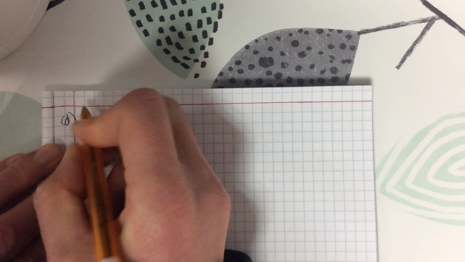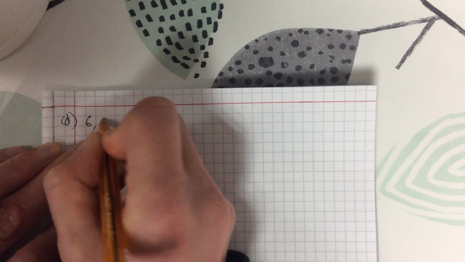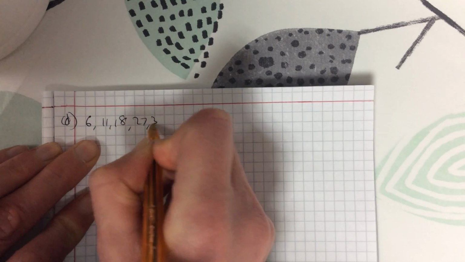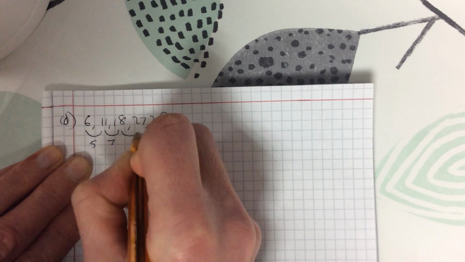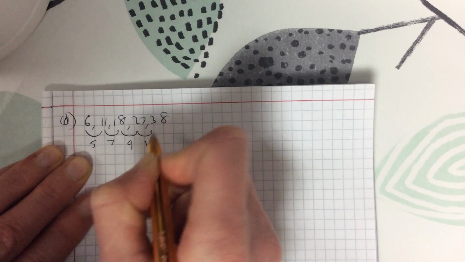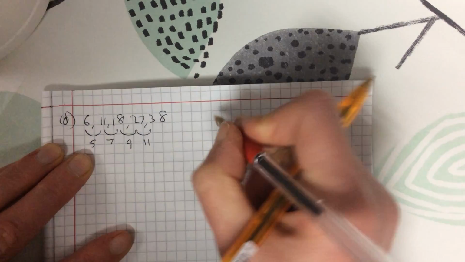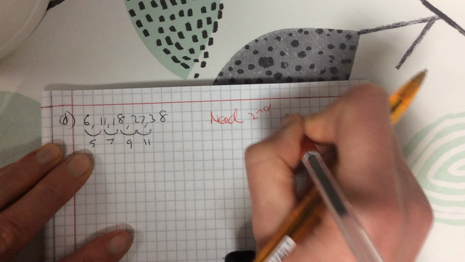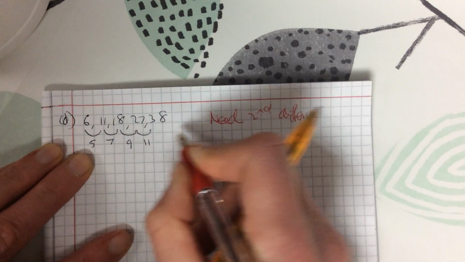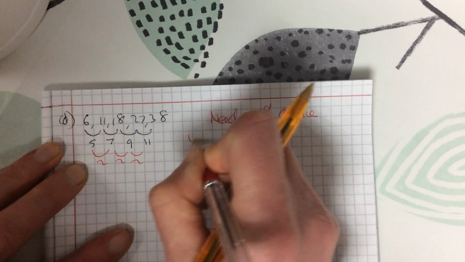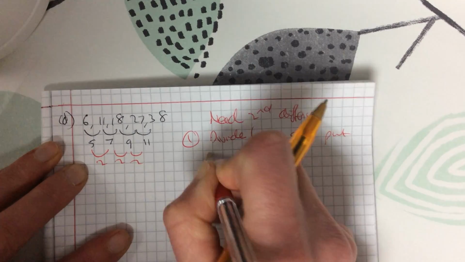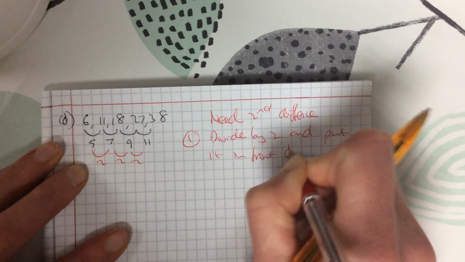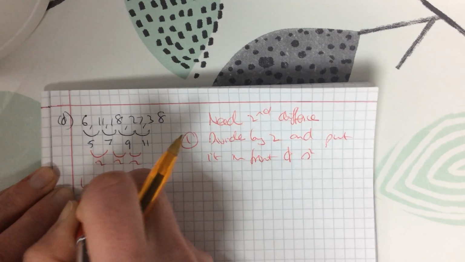Okay, let's try part D. Okay, what have we got going on here? Part D. 6, 11, 18, 27, 38. So let's go. It's going up in a 5, it's going up in a 7, it's going up in a 9, it's going up in an 11. So you need the second difference. And you remember what you do with that? You divide it by 2 and put it in front of n squared. So 2 divided by 2 is 1n squared.